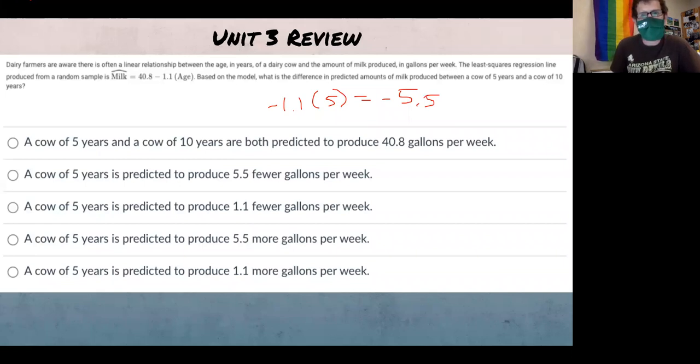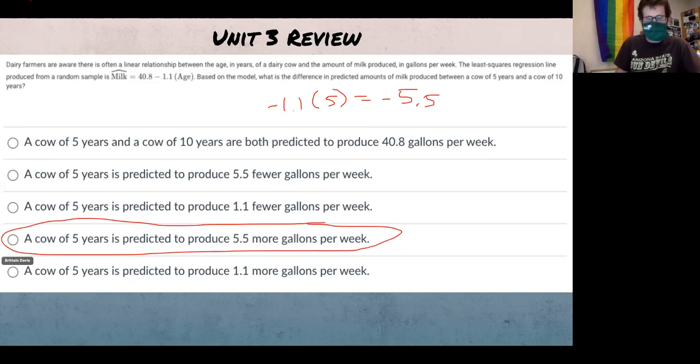what is this? Gallons per week. I don't know how much I thought cows produced in a week, honestly, but 40.8 as the y-intercept, that's a lot of cow milk. Okay, anyways, 5.5 gallons less per week for the 10-year-old cow, which means the 5-year-old cow is going to produce 5.5 gallons more.